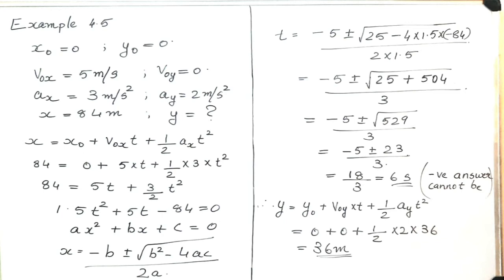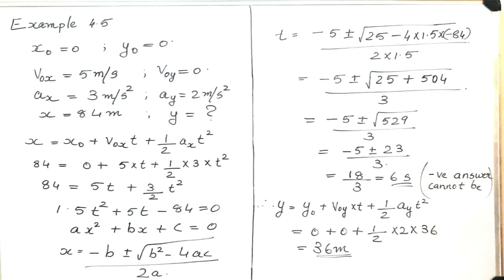So x is given, that is 84. Substituting in the second equation of motion in x component form, we will get an expression in t, that is 1.5t square plus 5t minus 84 equal to 0. So this is a quadratic equation, of the form ax square plus bx plus c equal to 0. And the solutions of that equation are given by minus b plus or minus root of b square minus 4ac by 2a.